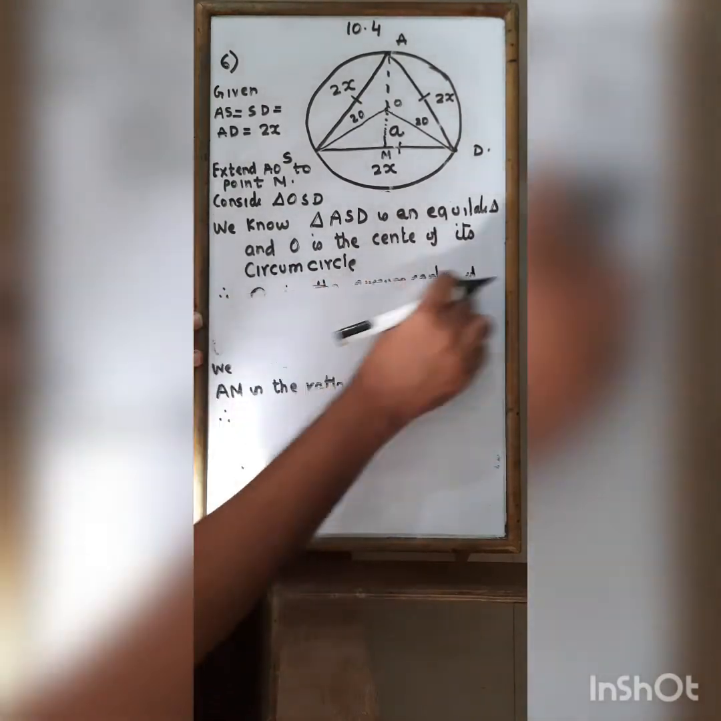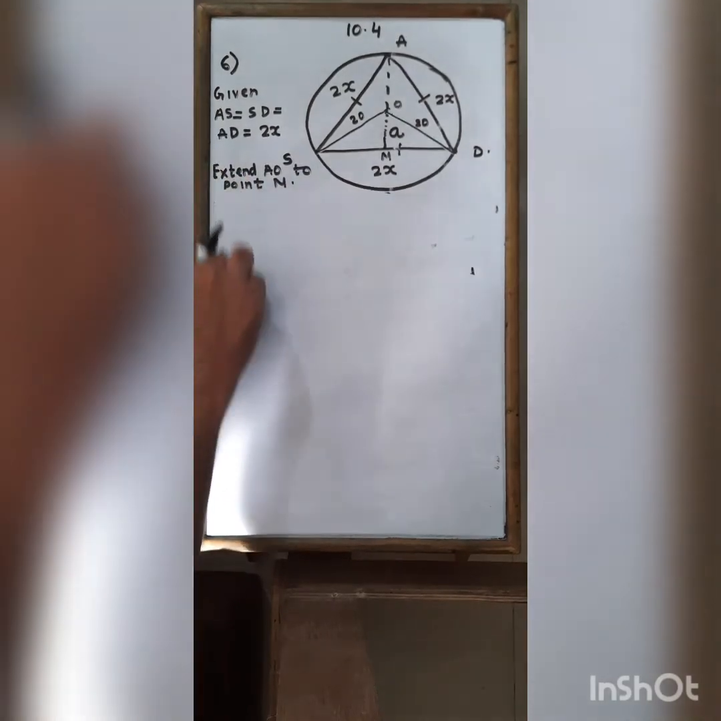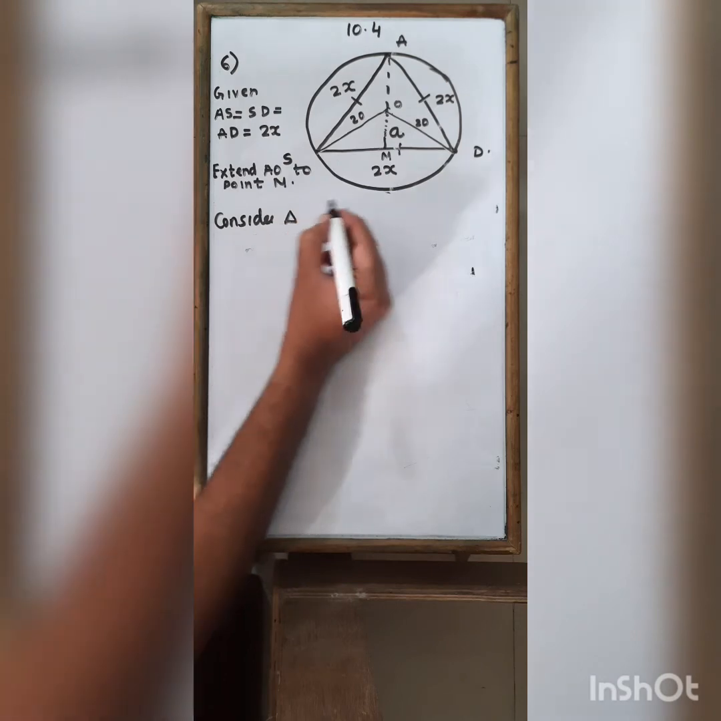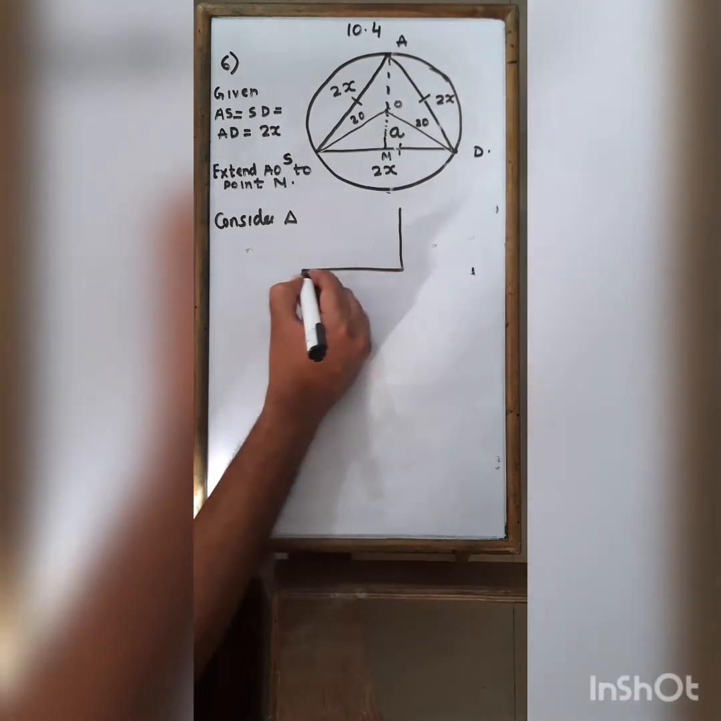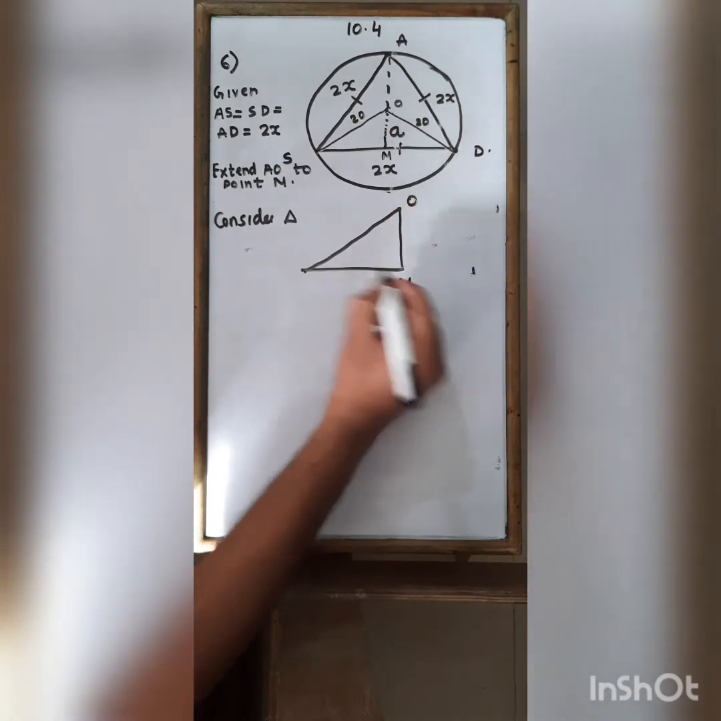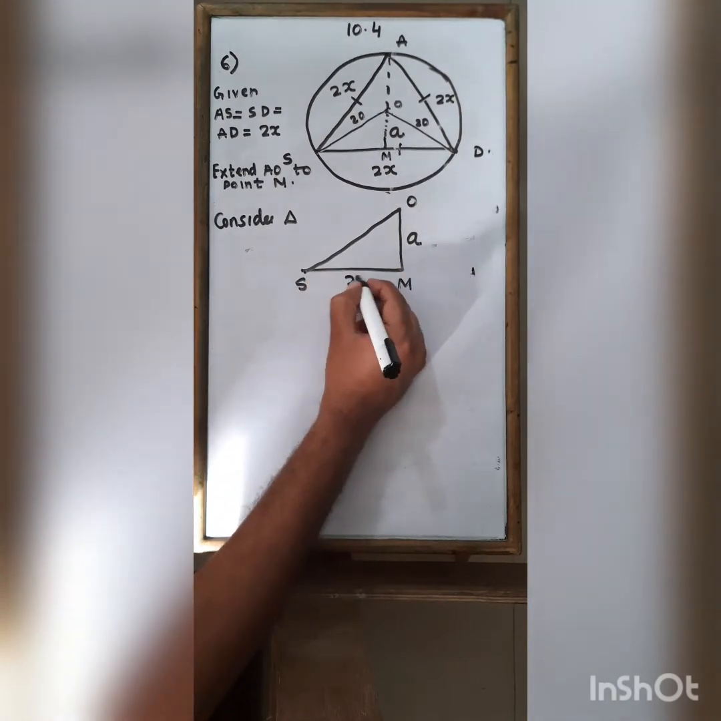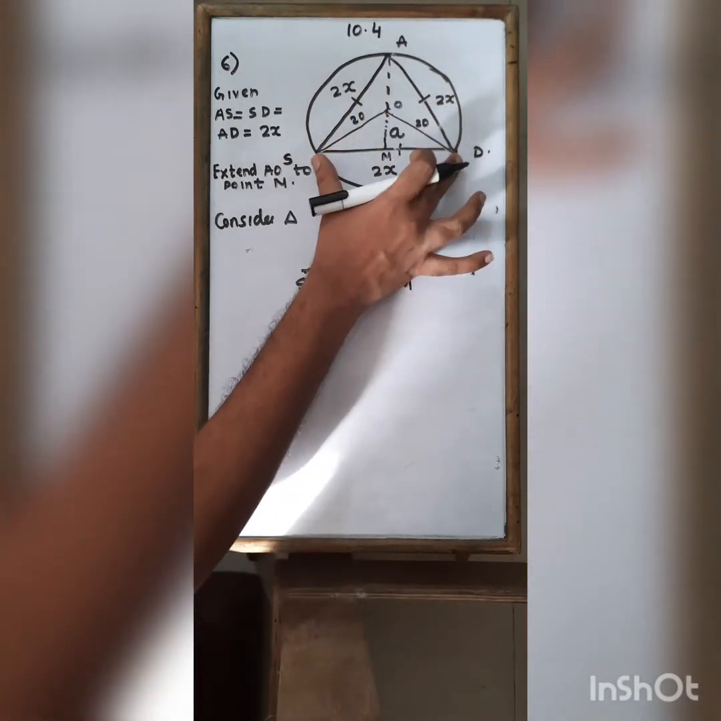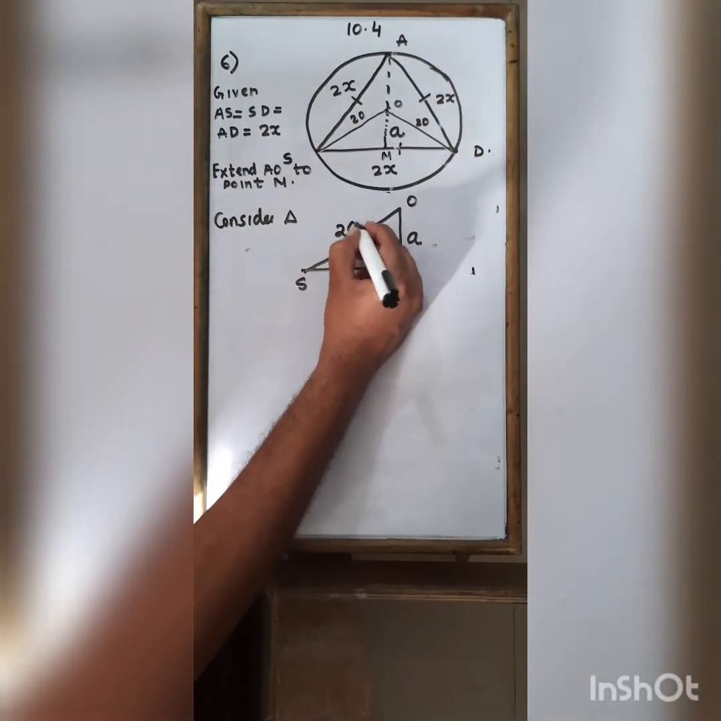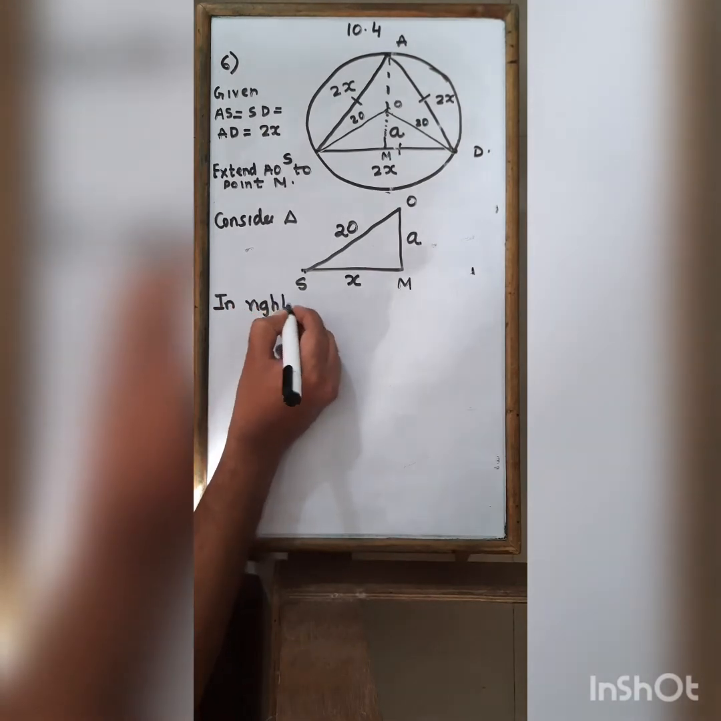Now consider triangle OMS. O, M and S. How much is this distance? a. How much is this distance? See, this is a perpendicular bisector. This is 2x. So this is x and this is x, right? And how much is this distance? 20.